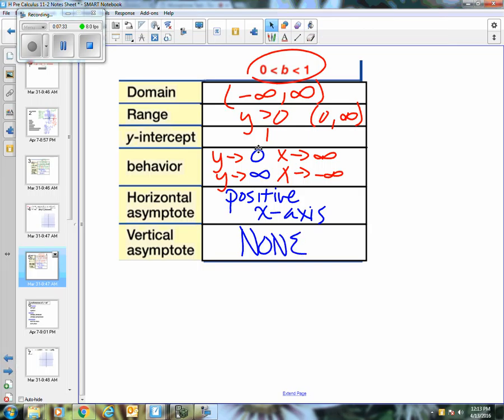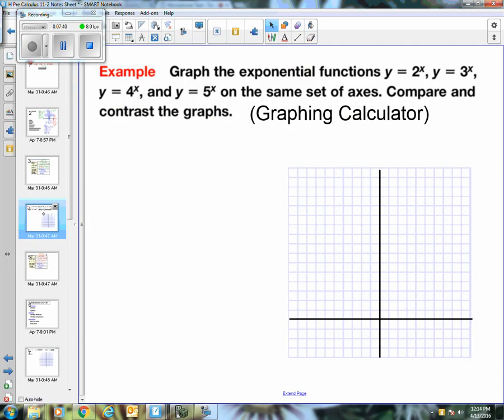Okay, so we're going to kind of walk through. Now we know what the basic graph is doing, depending on the size of the base, bigger than 1 and between 0 and 1. Now let's talk about what happens as you change those numbers.